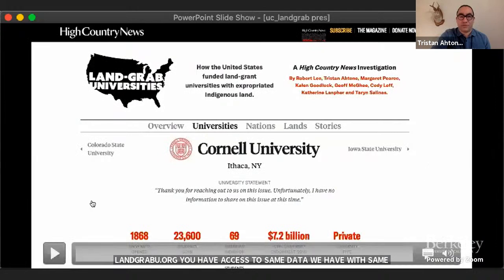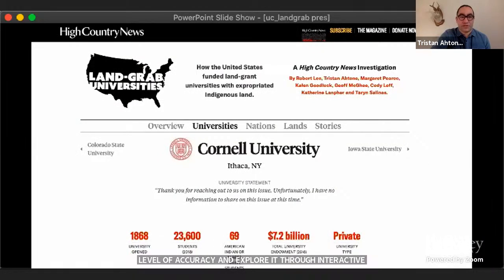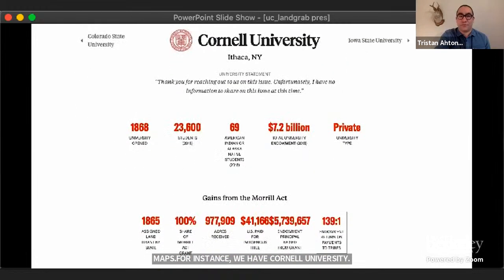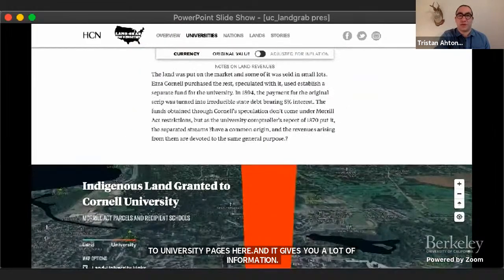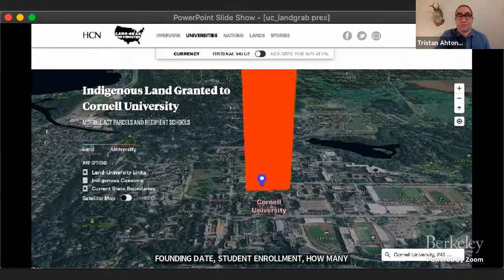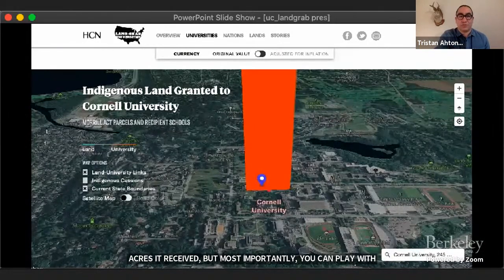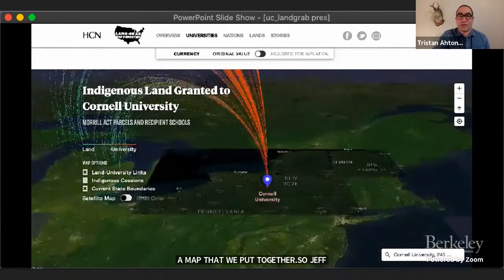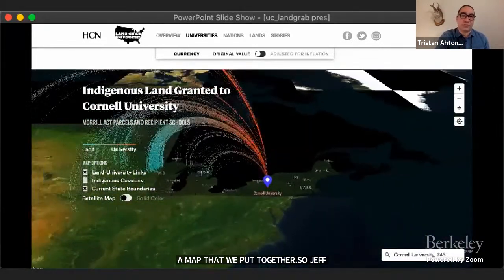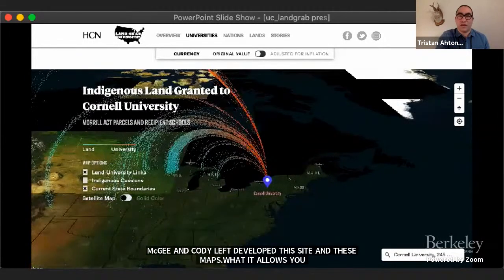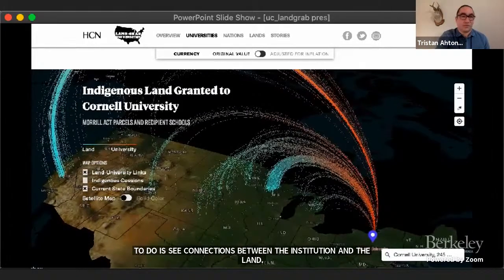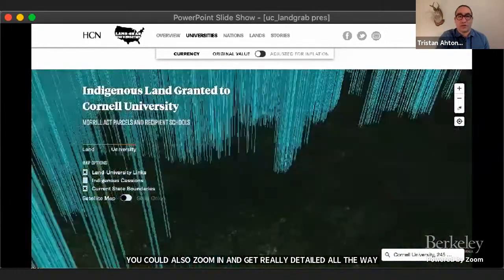So for instance, we have Cornell University. You can go to university pages here, and it gives you a lot of information: founding date, student enrollment, how many acres it received, but most importantly, you can play with a map that we put together. So Jeff McGee and Cody Leff developed this site and these maps. And what it allows you to do is see the connections between the institution and the land. You can also zoom in and get really, really detailed all the way down to the acre. You can fly through or even locate yourself on the map.